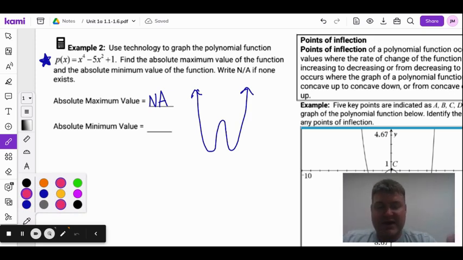Absolute minimum value. So I see 2 local mins. Now, it's hard for me on my graph to tell which one's lower, so I'm going to find both of those. So there's a min there and a min there. Okay, so you're going to use your calculator. Hopefully you know how to do this. Your calculator has a trace button.